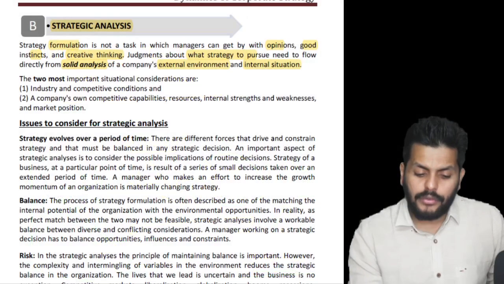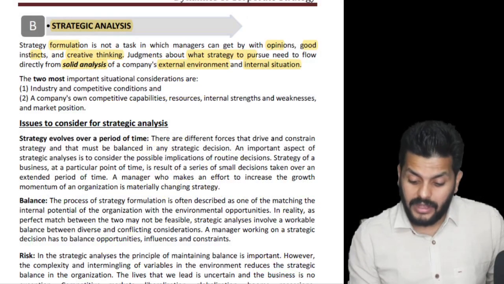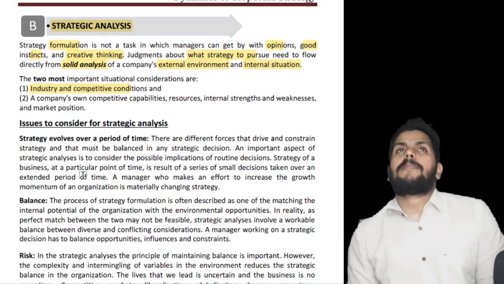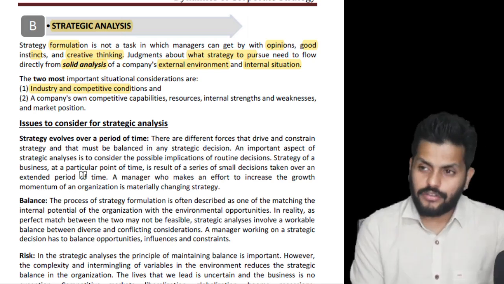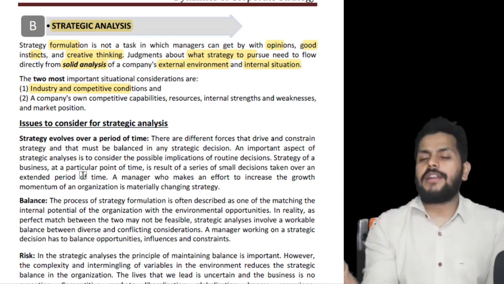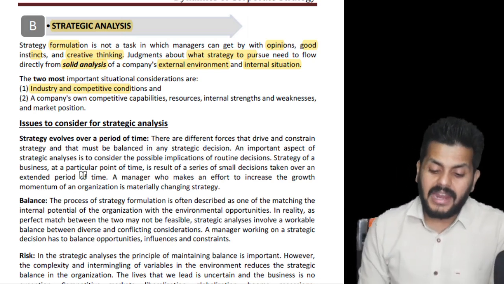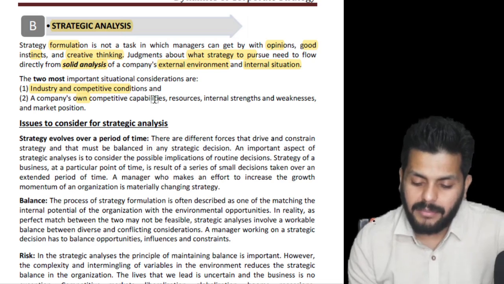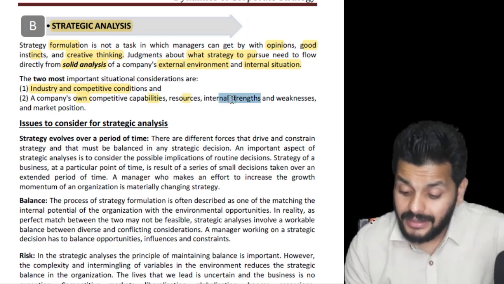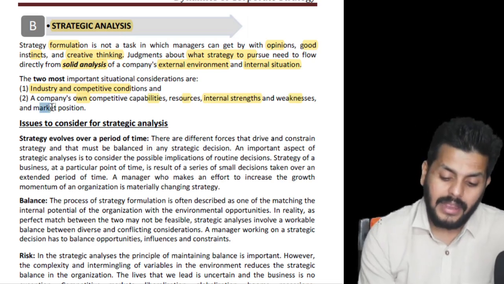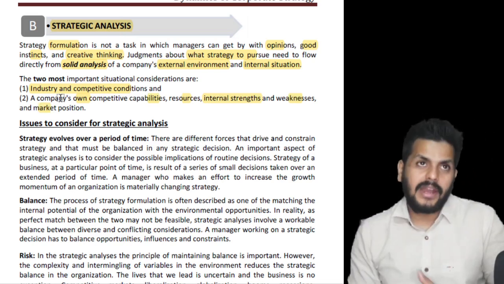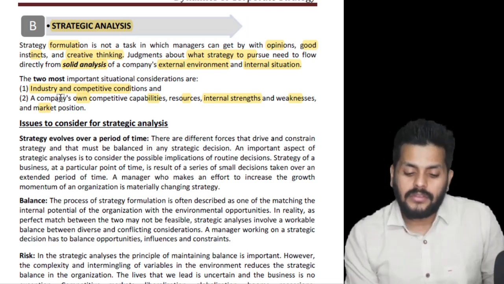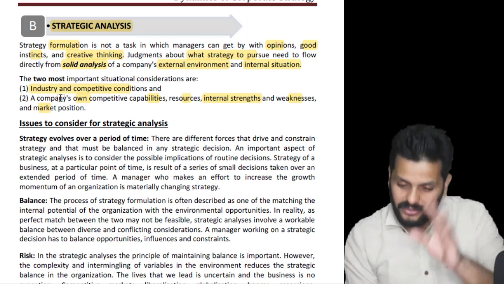Now, the two most important situational considerations are, what are the two things that you have to compulsorily check? Industry and competitive conditions, that is outside you. What is surrounding you is the industry and the competitive condition, and a company's own, that is our own competitive capabilities, resources, internal strengths and weaknesses, and market position. Where do you stand? Who you are? What capabilities do you have? What strengths you have? What weaknesses you have? Sir, only 2 points, no, very easy. That 2 points only is this full chapter.